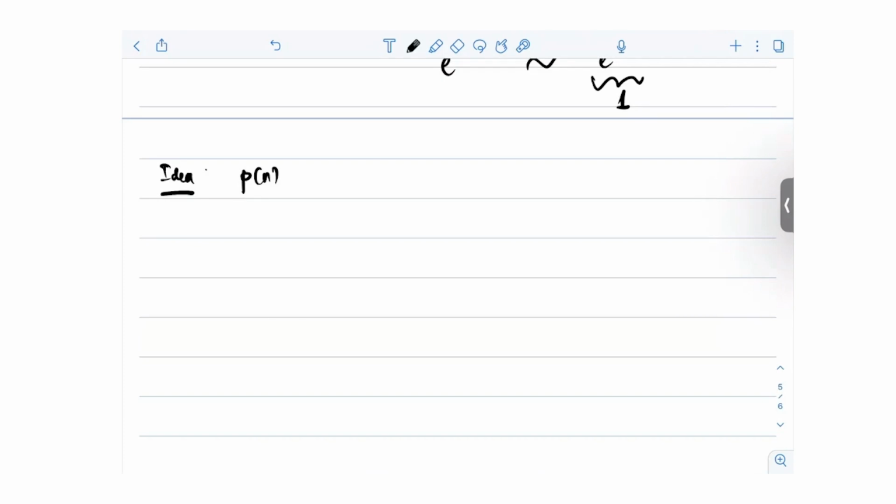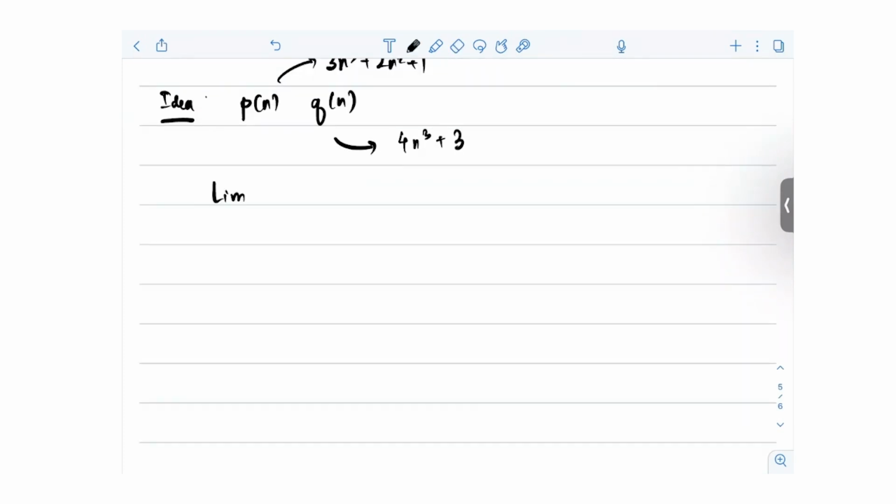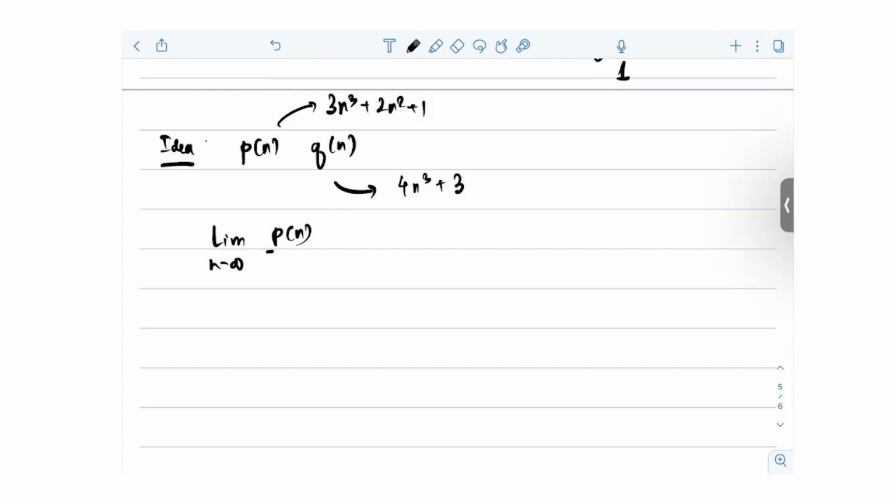The idea is this: if you have two polynomials, let's say Pn and Qn, where Pn is equal to n^5 plus 3n^3 plus 2n^2 plus 1 and Qn is equal to 4n^5 plus 3. Now understand how the limit as n tends to infinity of Pn by Qn works. Observe that for n greater than 1, Pn is greater than Qn, but still, this will not go to infinity.